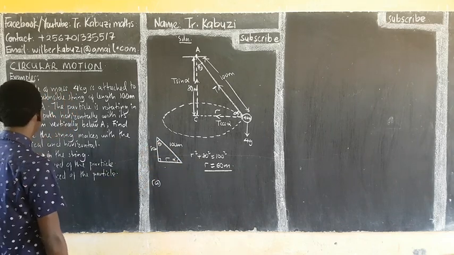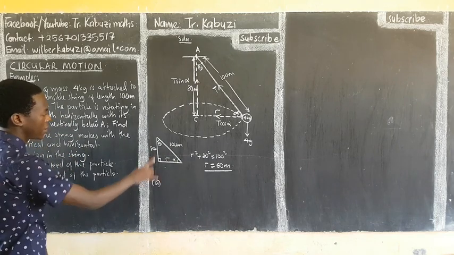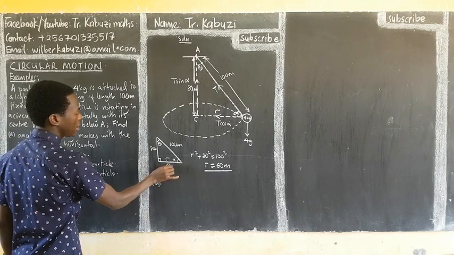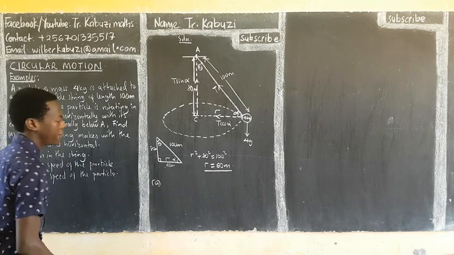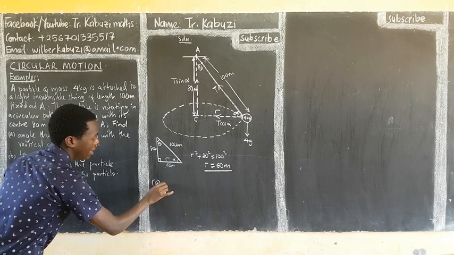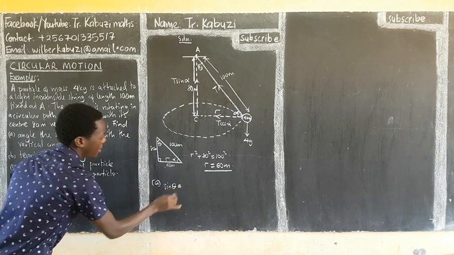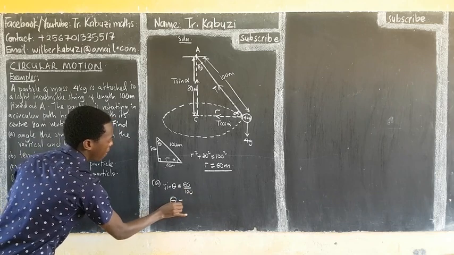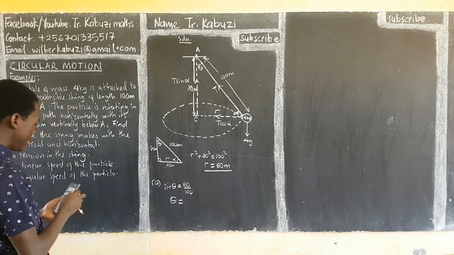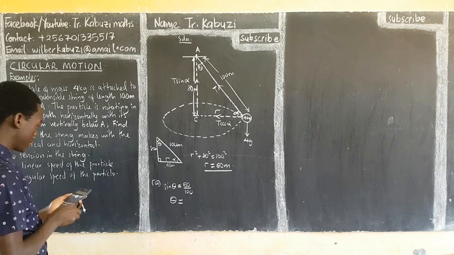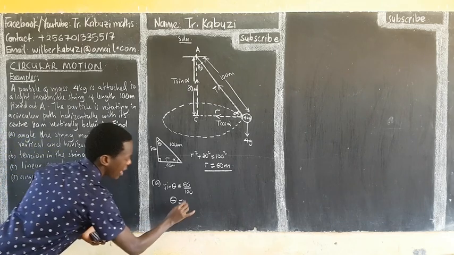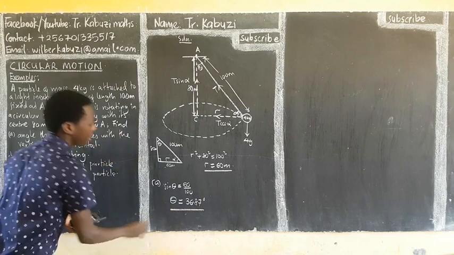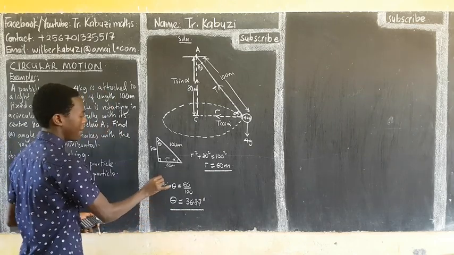So anyway, they want to start with vertical. So you see vertical, I have the opposite. Now this one is going to be 60 meters, and I have the adjacent. So from there, I can see now my sine theta is going to be equal to the opposite over the hypotenuse. And so from here, my theta is going to be 36.87 degrees.